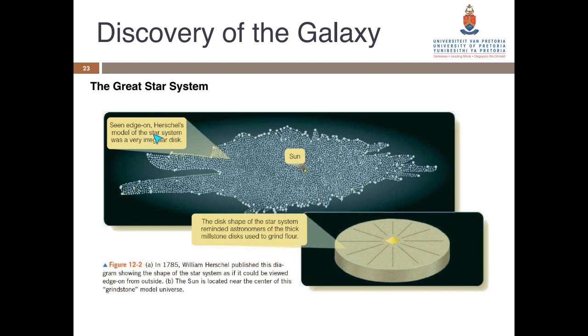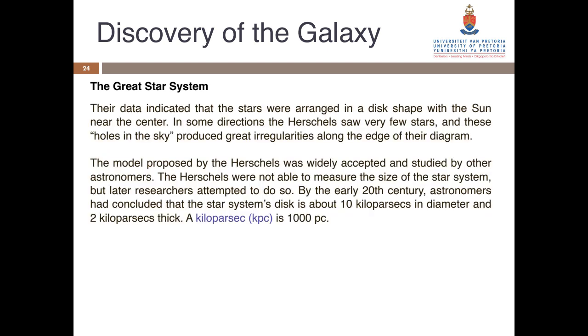So here we can see edge on Herschel's model of the star system was a very irregular disk, and the disk shape of the star system reminded astronomers of the thick millstone disks used to grind flour. The data indicated that the stars were arranged in a disk shape with the sun near the center. In some directions, Herschel saw fewer stars, and these holes in the sky produced great irregularities along the edge of their diagram. The model that Herschel proposed was widely accepted and studied by other astronomers.